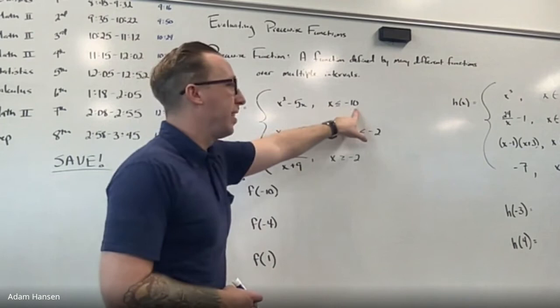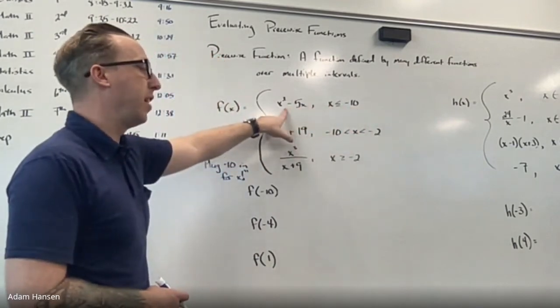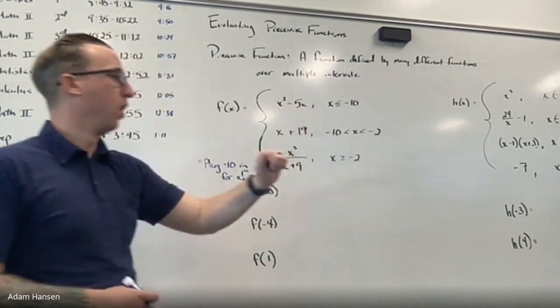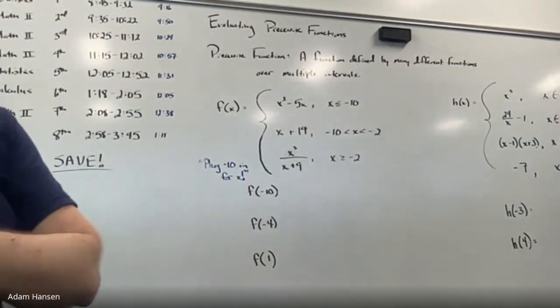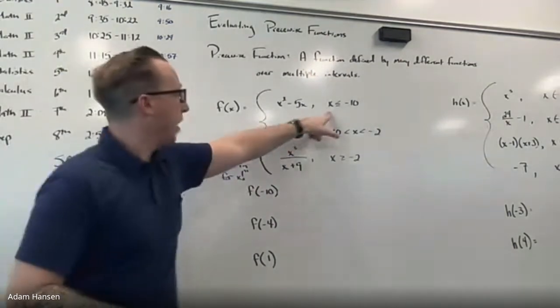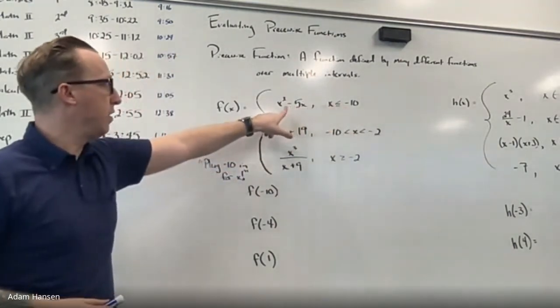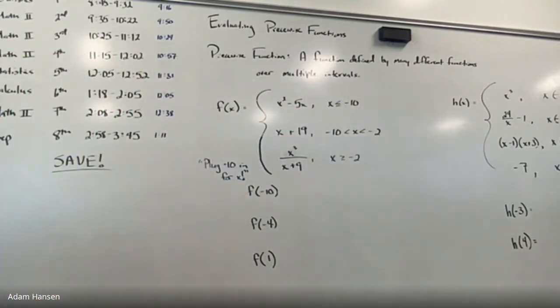For any x value that's less than or equal to negative 10, use this expression to find your answer. Plug negative 10 in for x, x squared minus 5x. What's another number that's less than or equal to negative 10? Negative 11. Is negative 11 less than or equal to negative 10? Yes. So just like negative 10, you would plug negative 11 into this expression.